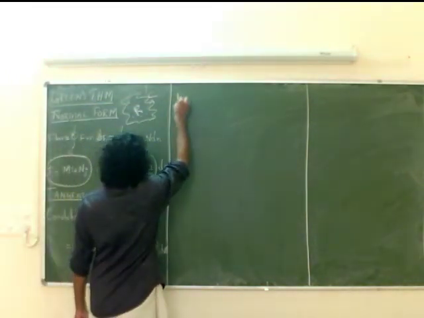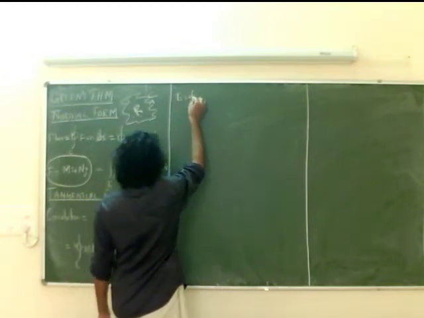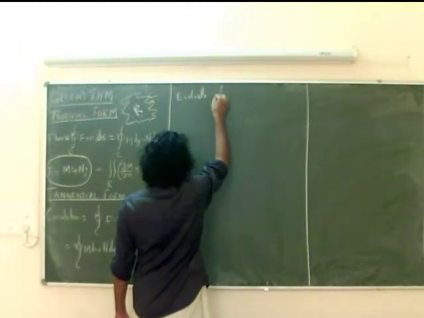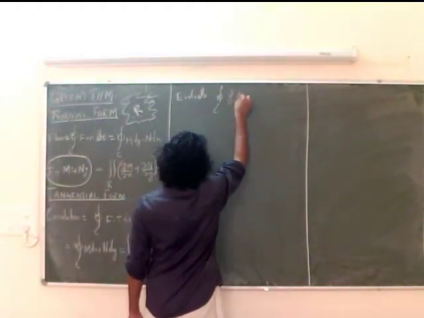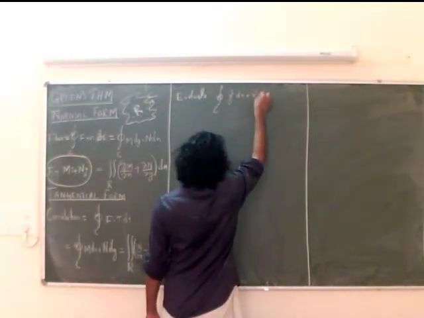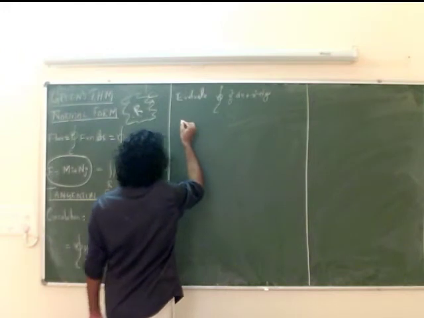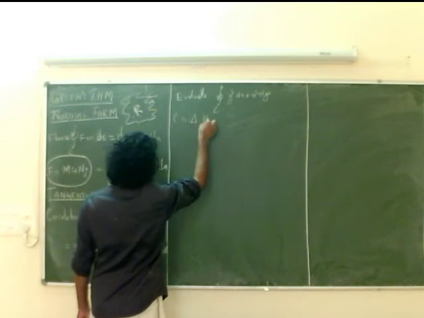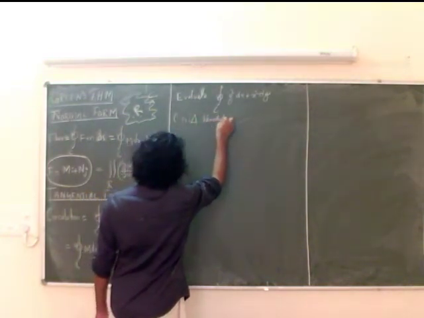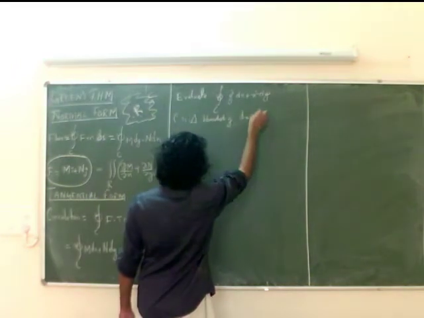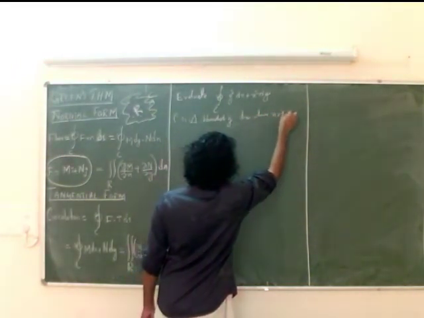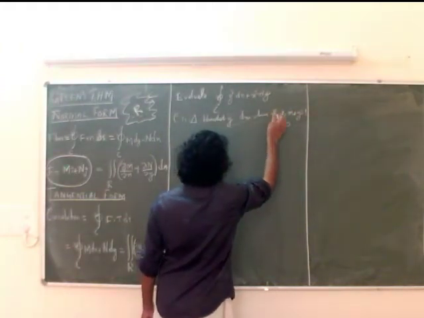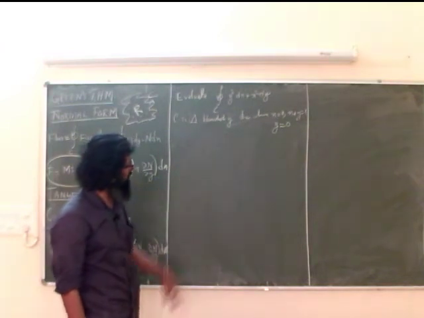Evaluate the integral over C of y square dx plus x square dy, where C is the triangle bounded by the lines x equal to 0, x plus y equal to 1 and y equal to 0.